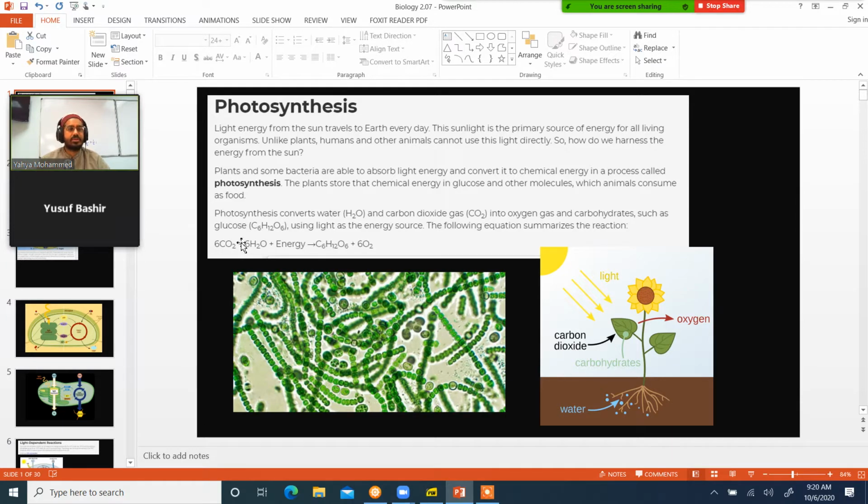So let's take a look at this chemical equation right over here. Fariha, can you read this for me? Explain to me what's going on in this chemical equation. So read it. Interpret what these things mean. Yes, that whole thing together is carbon dioxide. Okay. Next.